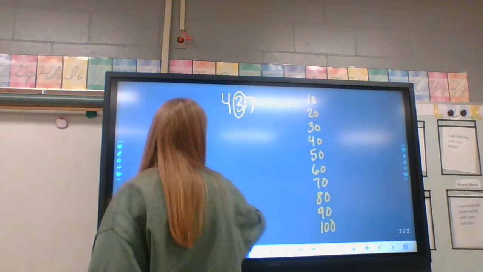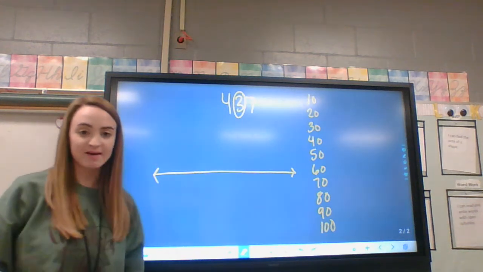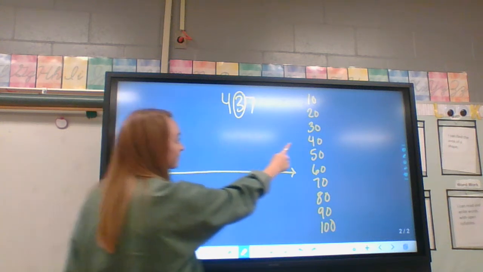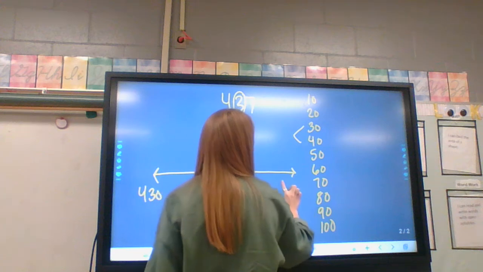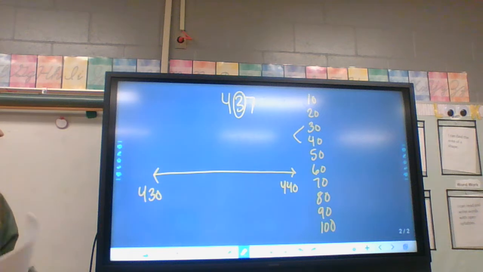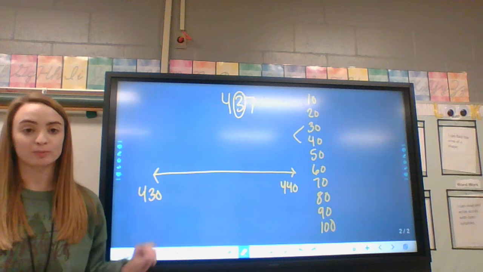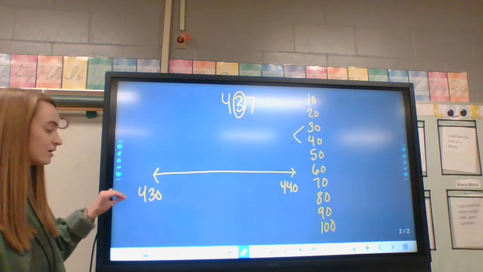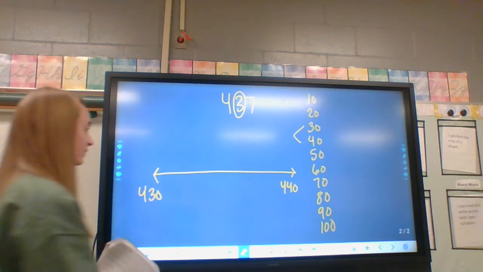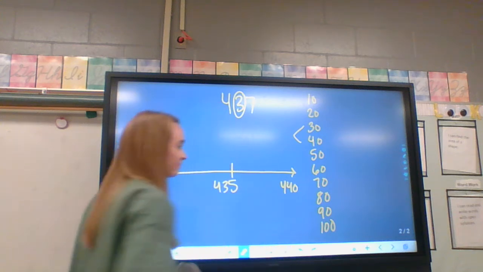So I know that 437 is going to come between 430 and 440. Okay, so I've labeled my number line. So now I've got my number line labeled, and I'm going to find my middle point. Well, what is a doubles fact for 10? 5 plus 5 is 10. So I know that 5 is going to be in the middle. So I'm going to have 435.